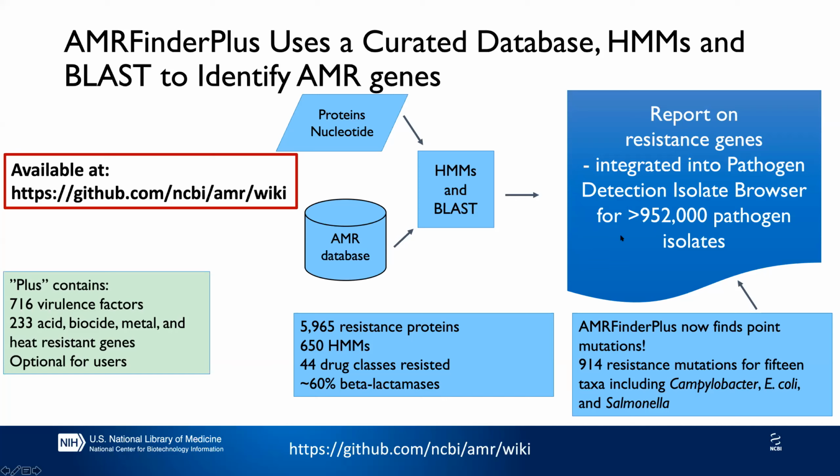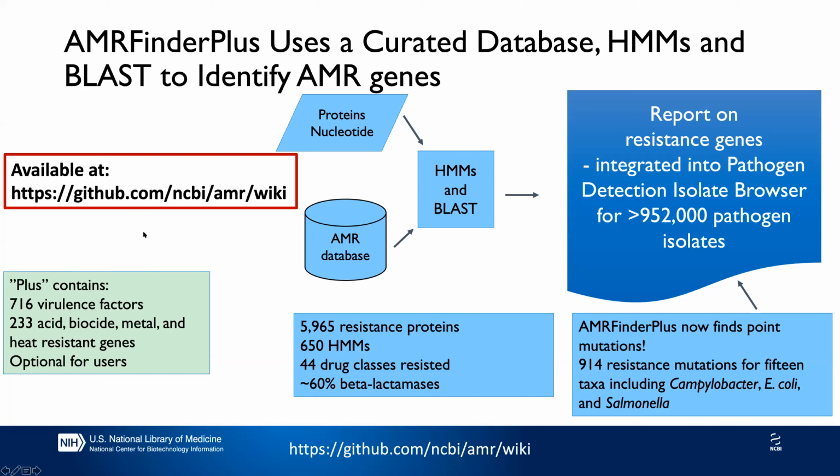We currently have in our isolates browser data on over 952,000 pathogen isolates. That's actually out of date. I made this slide two days ago, and it's now up to 953 and a half thousand. That's the kind of scale we're working on.